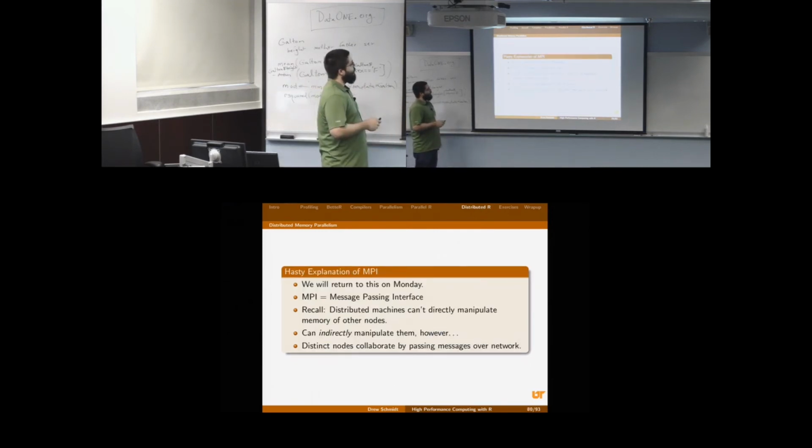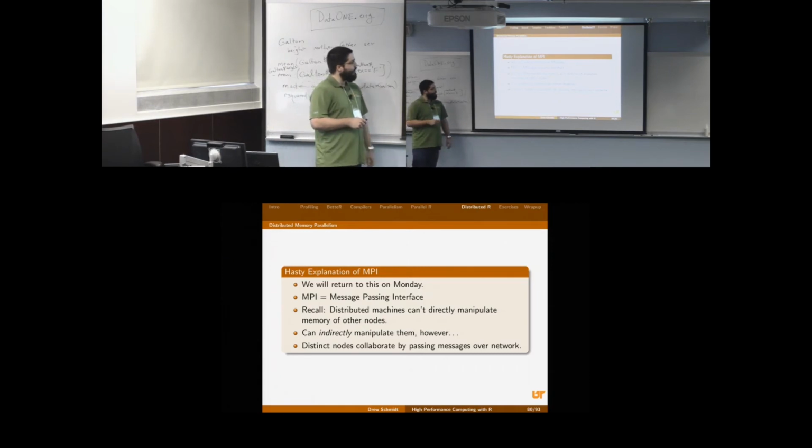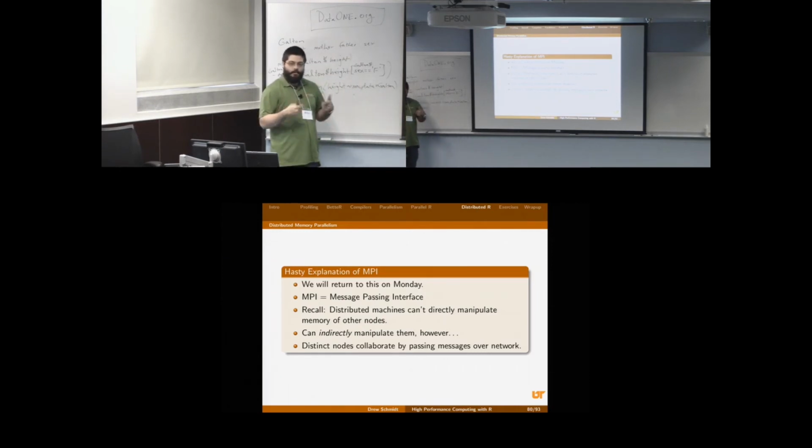Just super quick, what is MPI? Message passing interface. And remember that distributed machines can't directly manipulate the memory of other nodes. They can only directly manipulate the memory of the node that they live on. But they can indirectly manipulate them over the network. And that's what we use MPI for. We use it to pass messages over the network to tell the other node what to do.